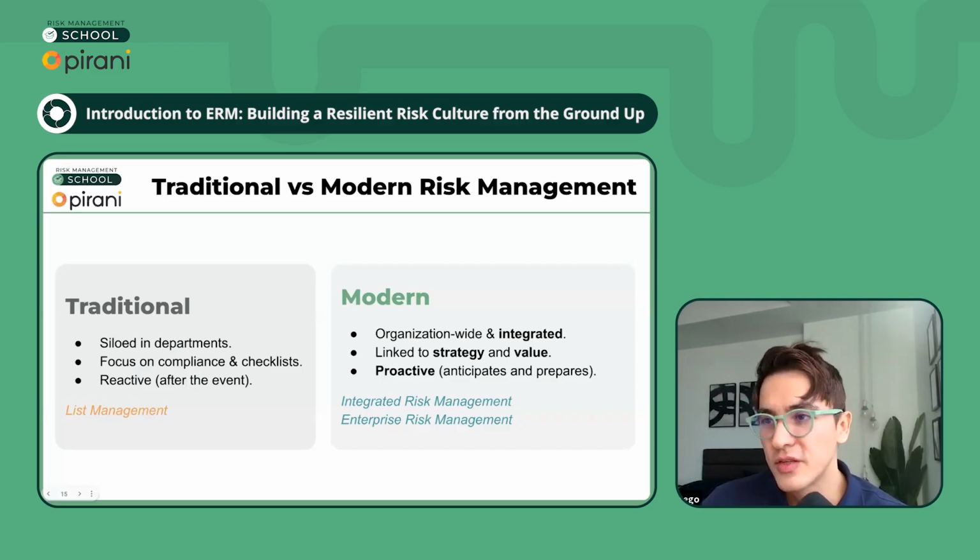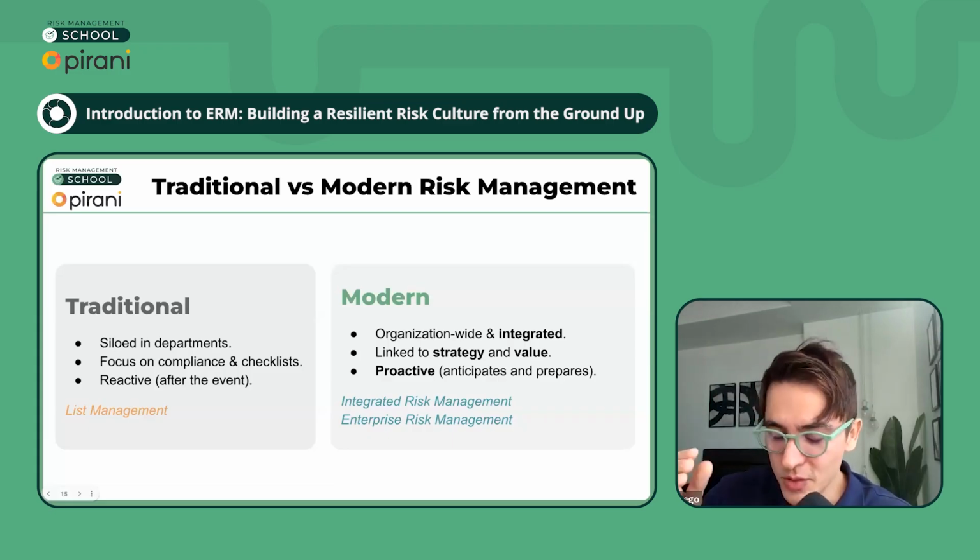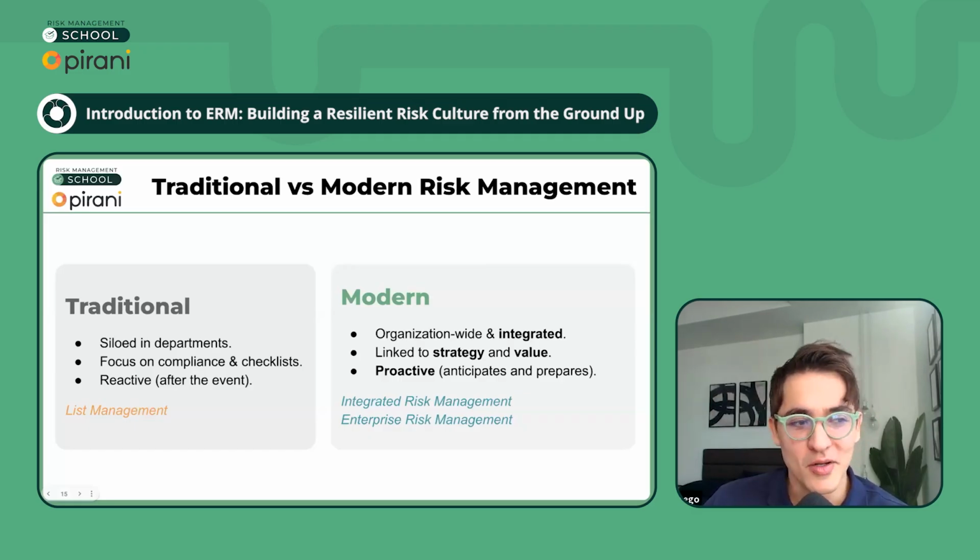Is reactive, is after the event something happened, I should act to prevent that from happening again. Then again, that's good. This is the first step, but you should not stay in that way, because we launched our podcast, a risk management school podcast, and our first guest, Norman Marks, talked in that episode that sometimes risk management looks like list management.